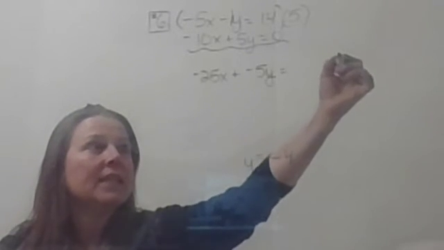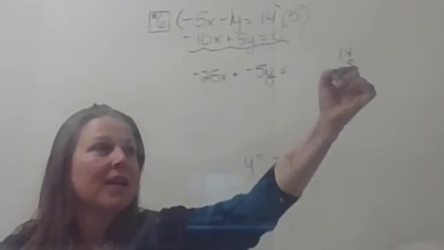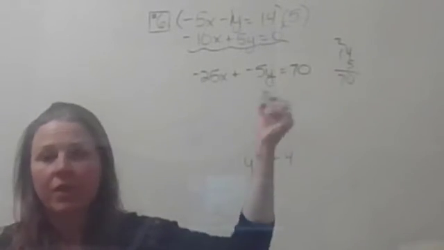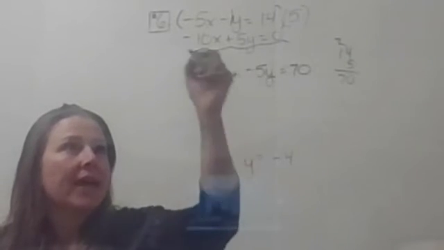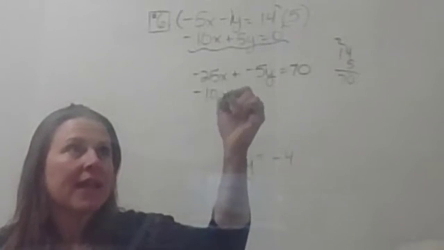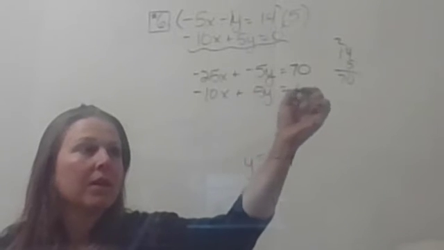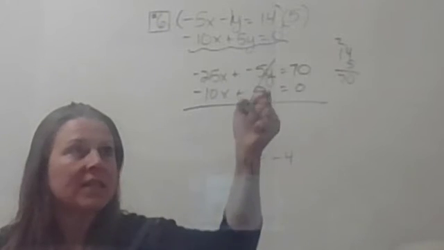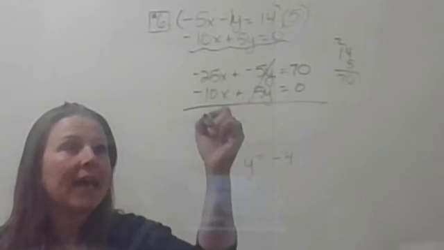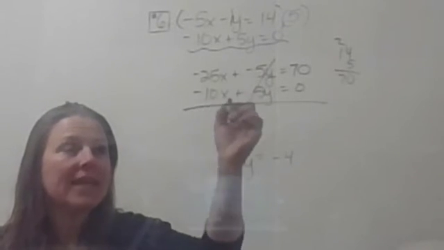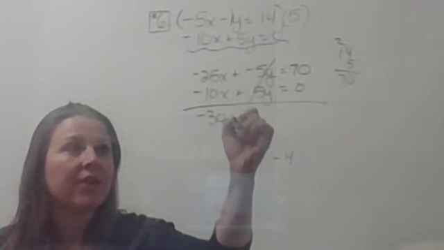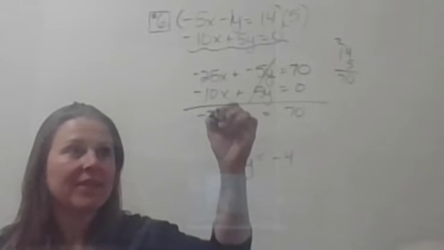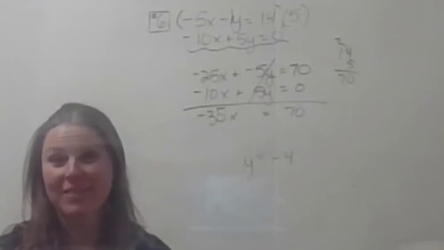And then 14 times 5, you could multiply this out and get 70. And you could grab a calculator too. And then the bottom equation is still the same. So when you go to eliminate now through addition, the y's will cancel. You're going to get negative 25x and negative 10x is negative 35x equaling 70. And that's a 35 because that's what 25 and 10 is.